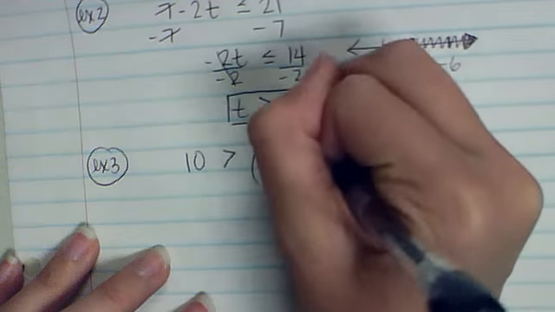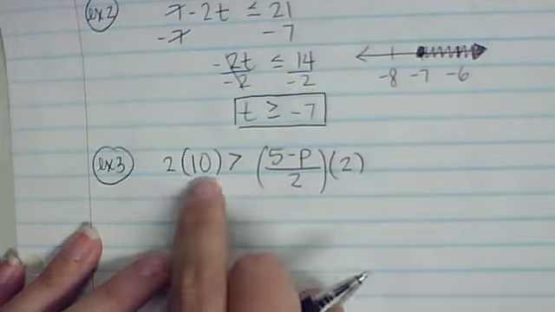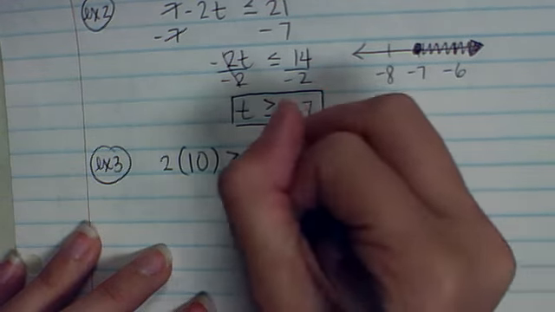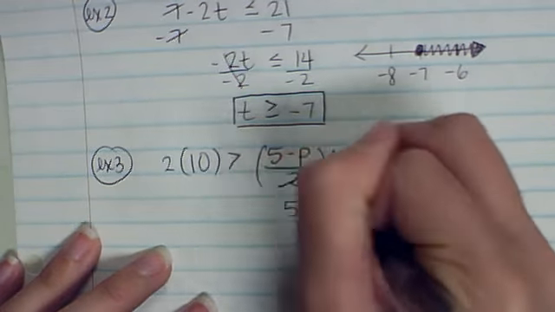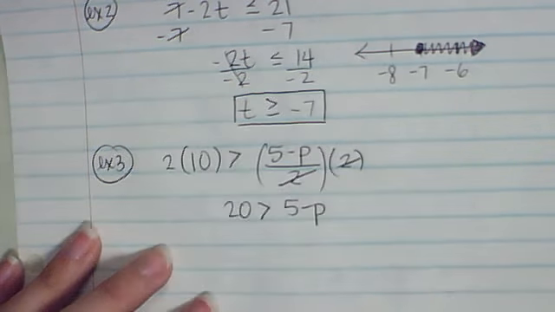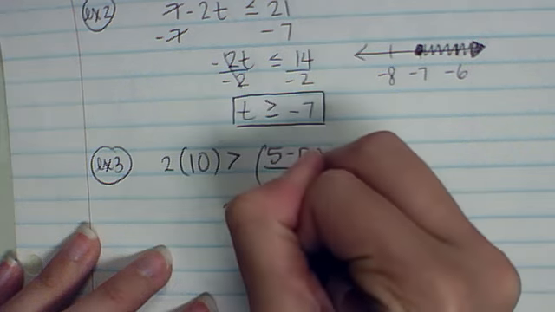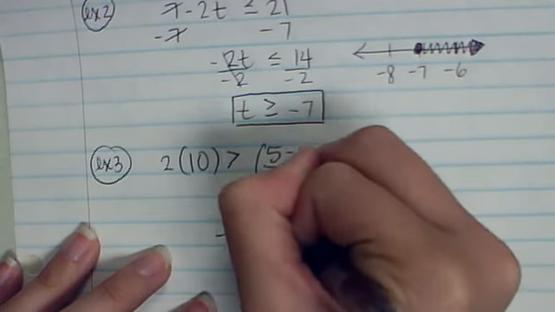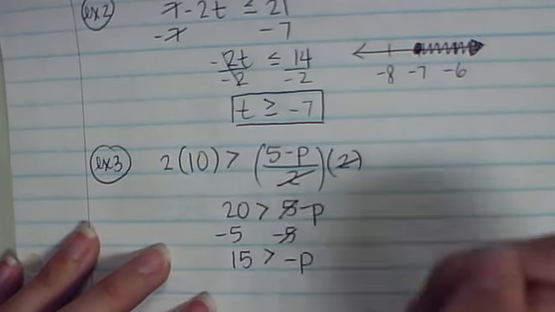So I'm going to put this in parentheses and multiply this entire side by 2 and the entire other side by 2 as well, so that these will cancel. On that side, I will have 5 minus p. On the other side, I will have 2 times 10, which is 20. Now it looks a lot easier to handle. Now we'll add or subtract. We'll subtract 5 from both sides since it is positive. And we have 15 is greater than negative p.